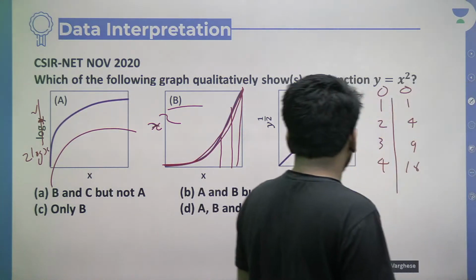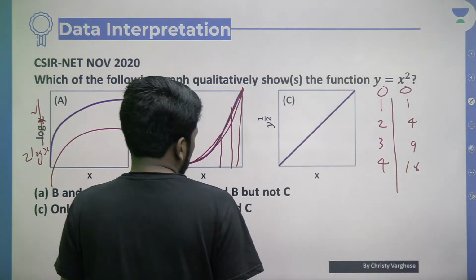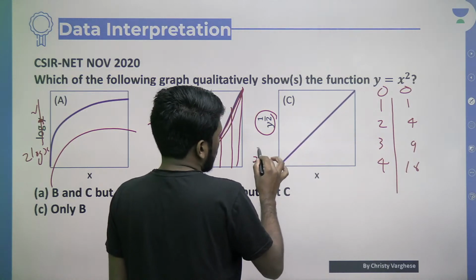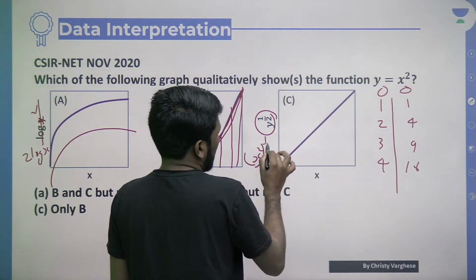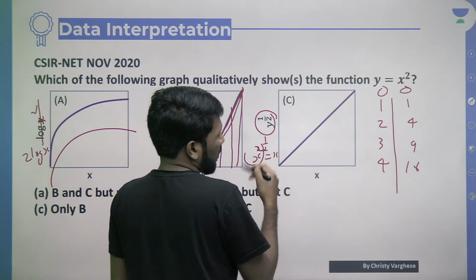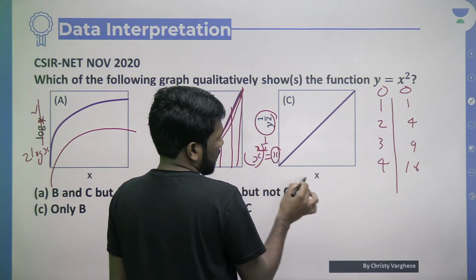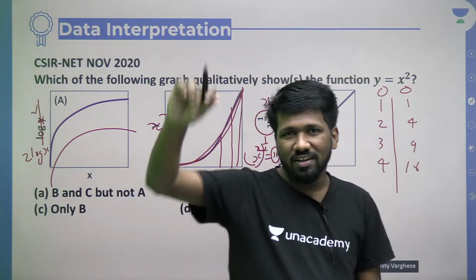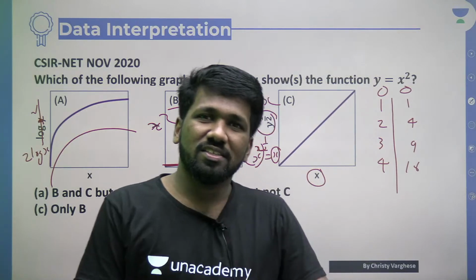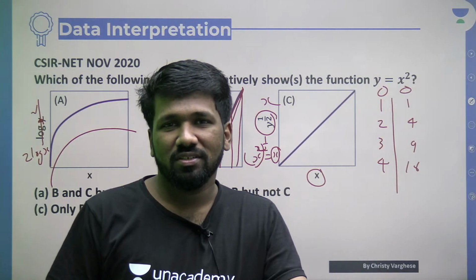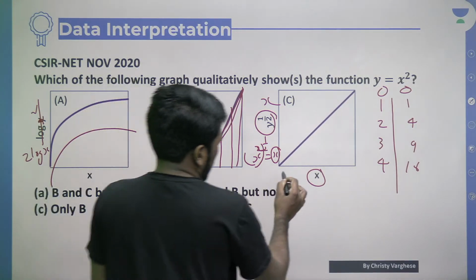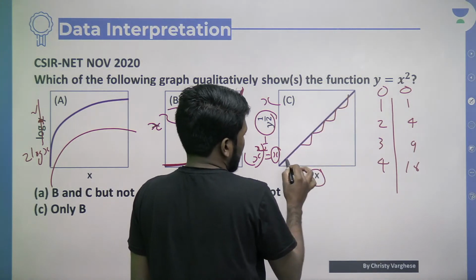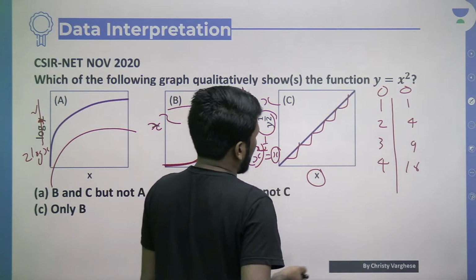Now what about option C? Sorry, graph C. Y raised to half. Y is what? X square. X square raised to half. X square raised to half means what? Square root of x square. Square root of x square is x itself. So this is x versus x graph. Linear graph, no? X versus x is directly proportional to x. And it will be 45 degree also. Slope will be 1, no? Tan 45 will be 1.